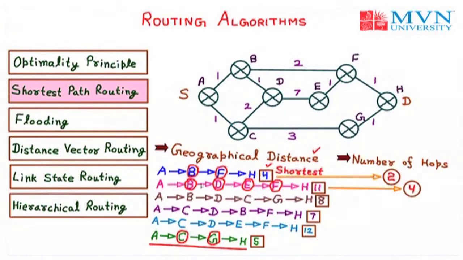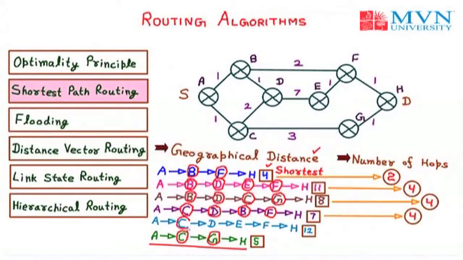Now the next path we have B, D, C and G. That is equal to 4. Now again in the similar path, the routers between are again 4. In the next we have C, D, E and F. That is equal to 4. And the last one we have C and G, that is equal to 2.